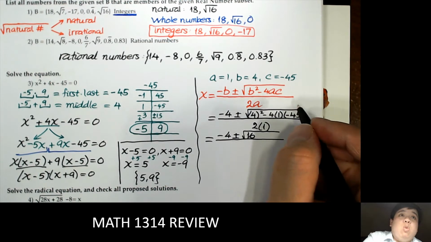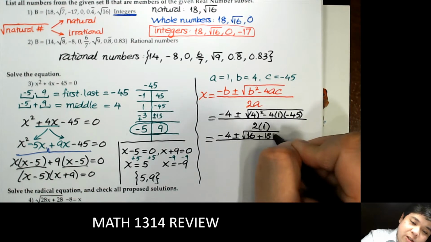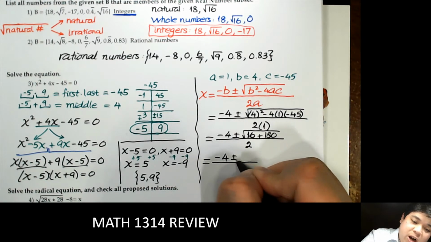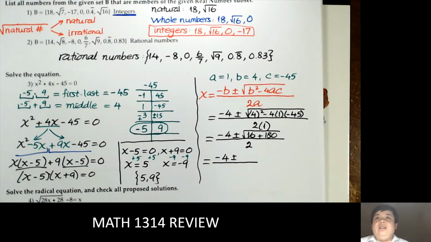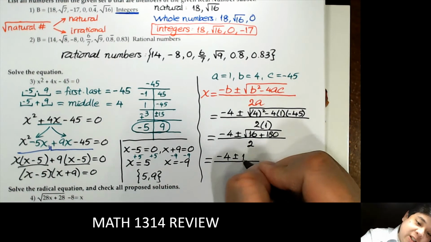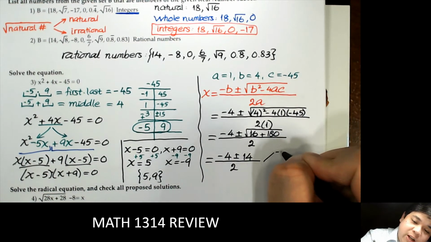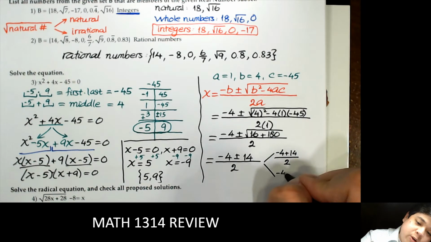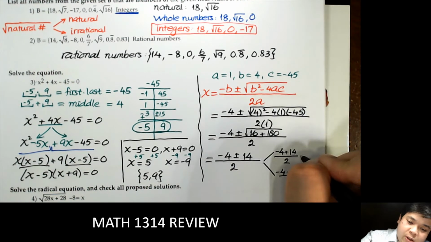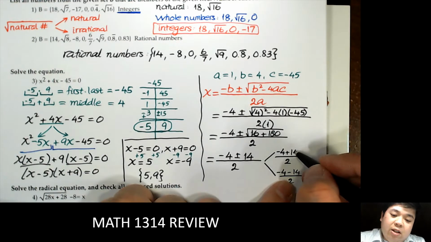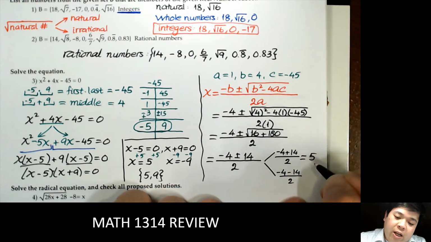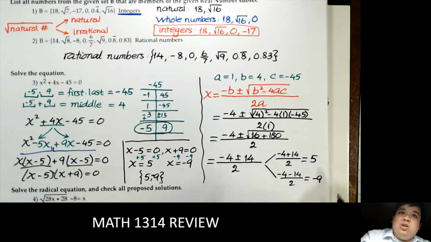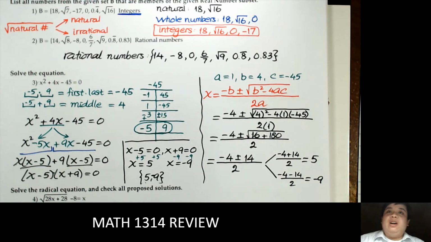4 times 45, that's 180, over 2. So we have negative 4 plus or minus the square root of 16 plus 180, which is 196. The square root of 196 is 14. So we have negative 4 plus 14 over 2, and negative 4 minus 14 over 2. That gives us 10 over 2, which is 5, and negative 18 over 2, which is negative 9. So we have 5 and negative 9.